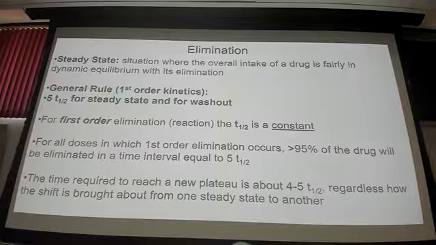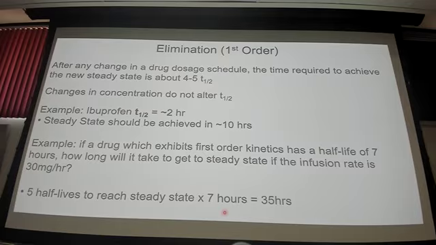If we're giving a continuous infusion of a drug, 5 half-lives will give us a steady state, and at steady state the amount of drug entering the systemic circulation is equal to the amount of drug being cleared from the body. So again, 5 half-lives is the general rule of thumb. For ibuprofen, the half-life is 2 hours. The drug will reach steady state at 2 times 5 equals 10 hours, or the drug will be completely washed out if only given one time.